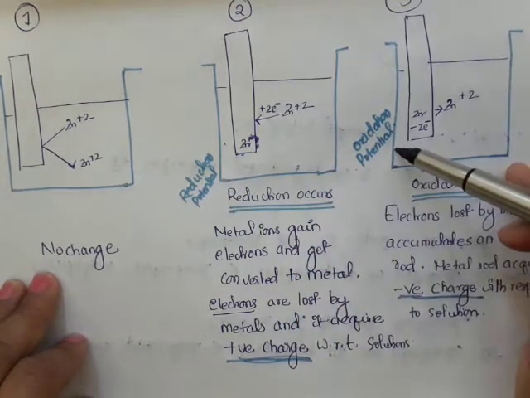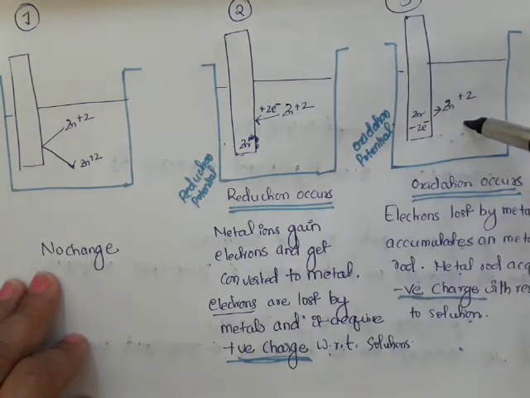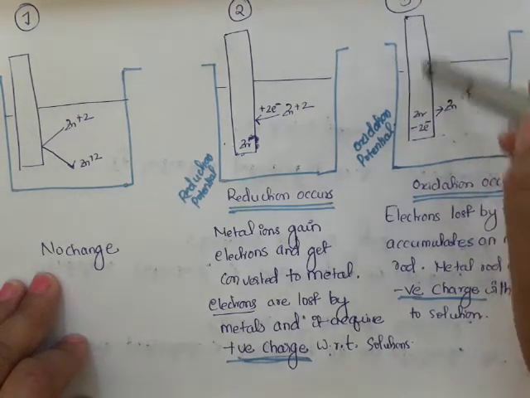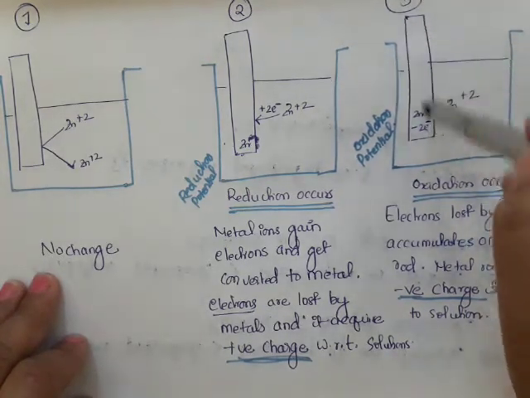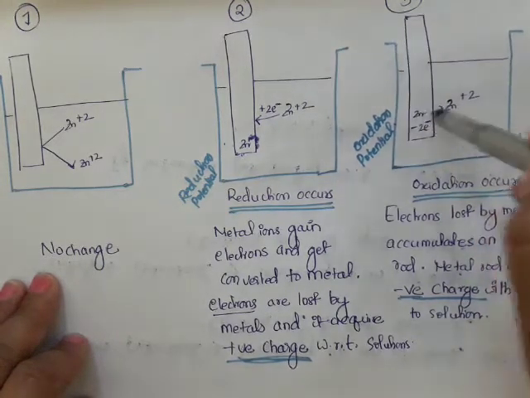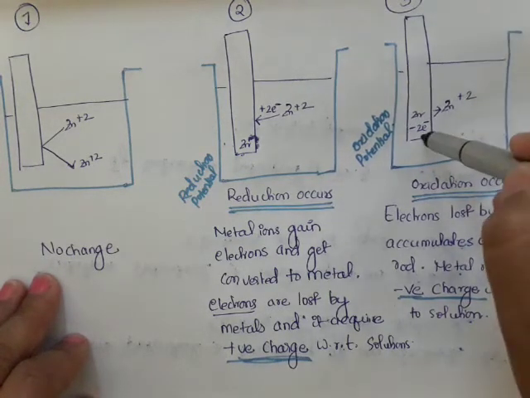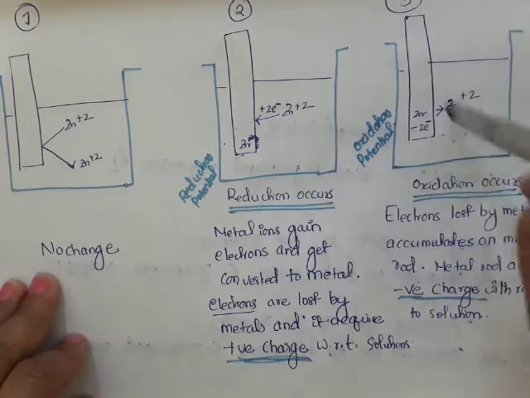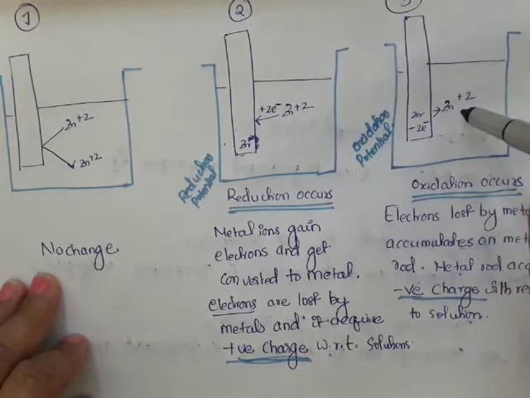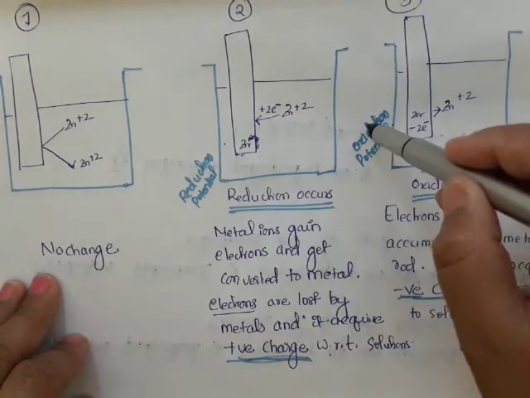And in the third case, the metal rod loses electrons and goes into the solution as a metal ion. On doing this, the metal rod, which now has excess electrons, will acquire a negative charge with respect to the solution. So here again the charge separation develops. Because of that, an electrical potential will develop between the metal and the electrolyte. This is what is called oxidation electrode potential.